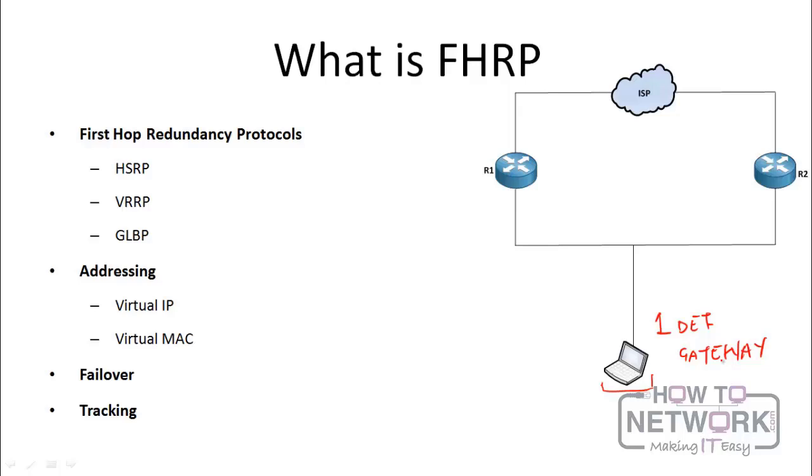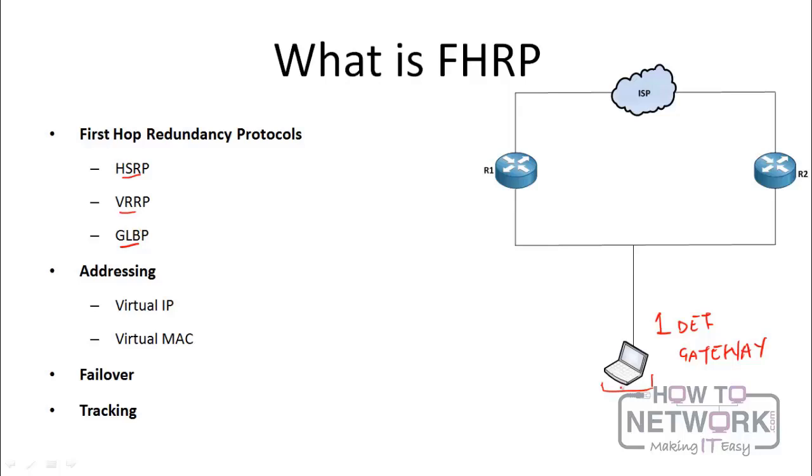So we have three kinds of first hop redundancy protocols. We have the Hot Standby Router Protocol, the Virtual Router Redundancy Protocol, and the Gateway Load Balancing Protocol. We're going to look at these three protocols in more detail, but we're going to just talk about a few things that are common to all the three FHRPs.